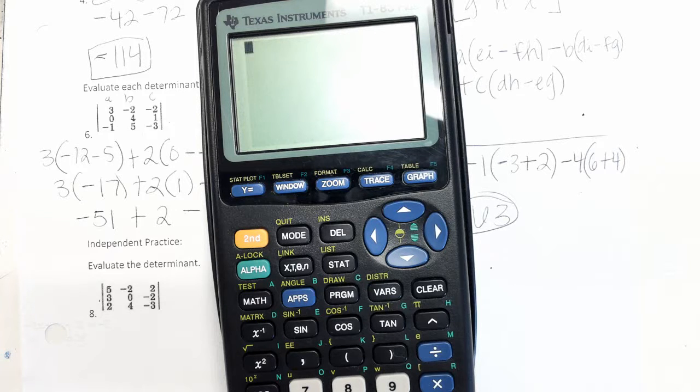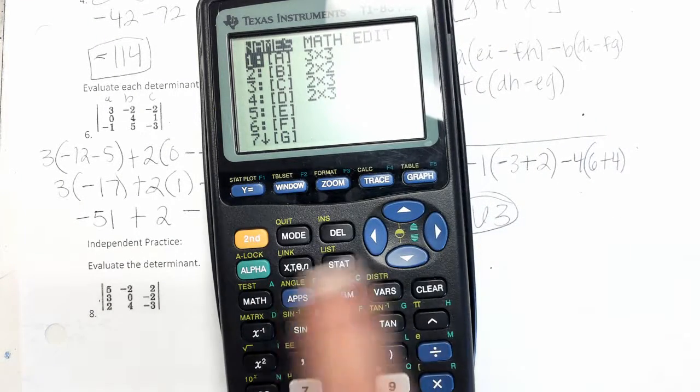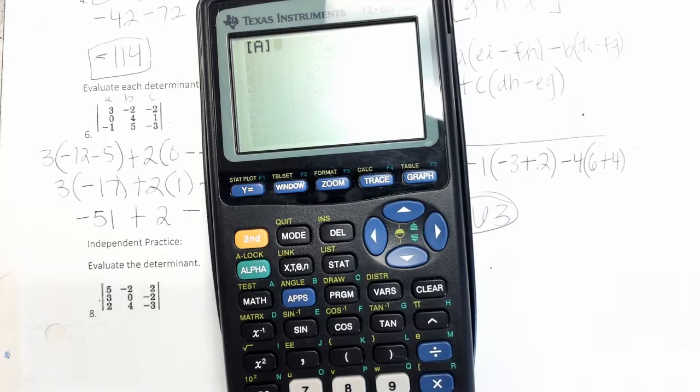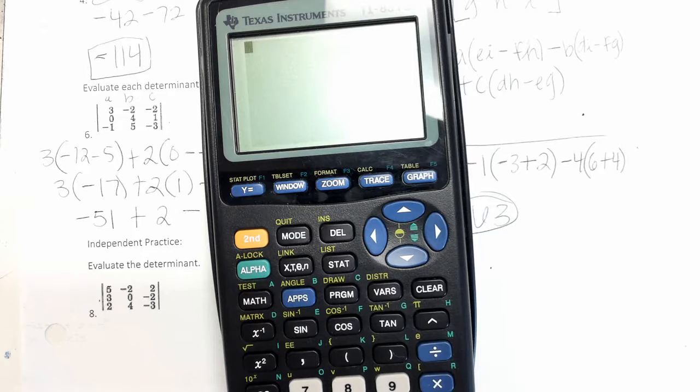Alright, so it should say a blank screen. Now go to second matrix, and now don't go over to edit. Just select that matrix A, or whatever matrix you use. And then you see the one that says x to the negative 1? That means inverse. So hit that button. Should say to the negative 1, then hit enter. Oh wait, I'm doing the inverse. I'm sorry. Clear that out.